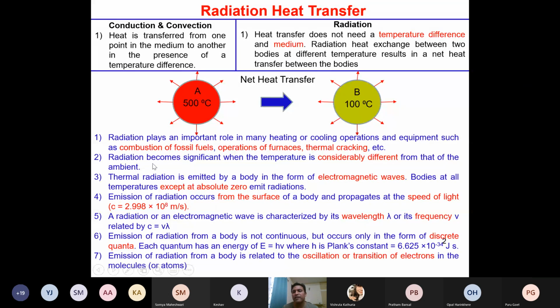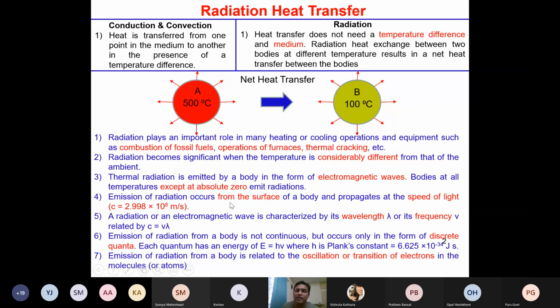Radiation becomes significant when the temperature is considerably different from that of the ambient. So this is a very important factor. When the temperature is much higher than the ambient temperature, radiation heat transfer becomes significant, and one has to account for that. Thermal radiation is emitted by a body in the form of electromagnetic waves. So this is important. Bodies at all temperatures except absolute zero emit radiation.